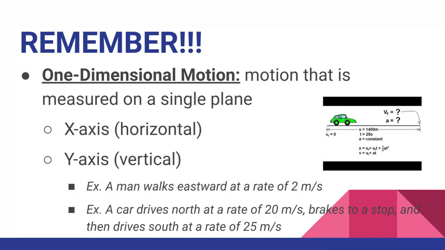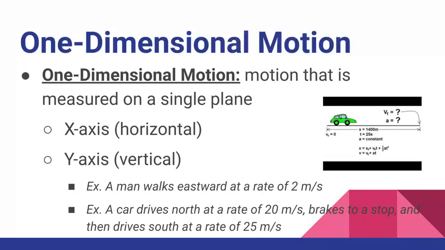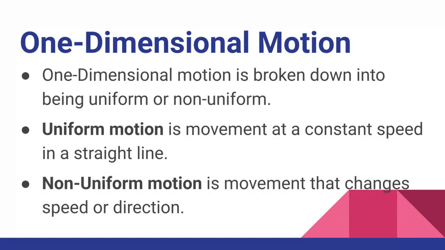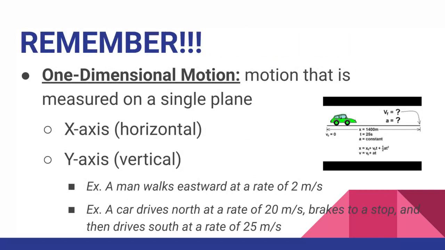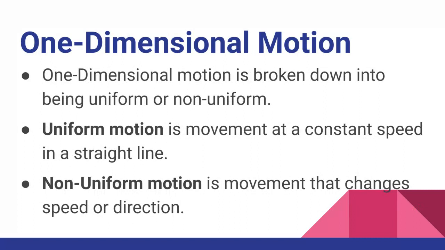Okay, so this is the same exact slide that I ripped from the previous note section. A man walks eastward at a rate of 2 meters per second. Perfect. That's one-dimensional motion. And then the car example you can read there as well. Why do we have two? I must have been thinking to make something and I just didn't make it. That's weird. Whatever. So anyway, one-dimensional motion.